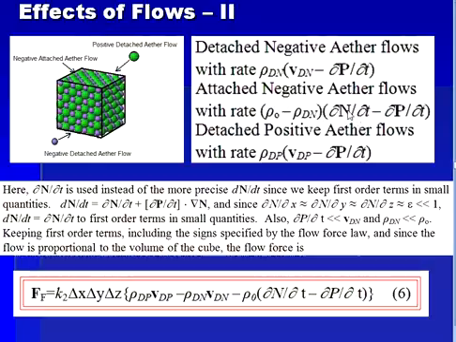And again we have the velocity of the negative attached ether being the partial derivative of n with respect to t, and the velocity of the attached positive ether being the partial derivative of p with respect to t. Lastly, the flow rate of the positive detached ether is given by rho sub dp times the velocity of the detached positive ether minus the velocity of the attached ether.